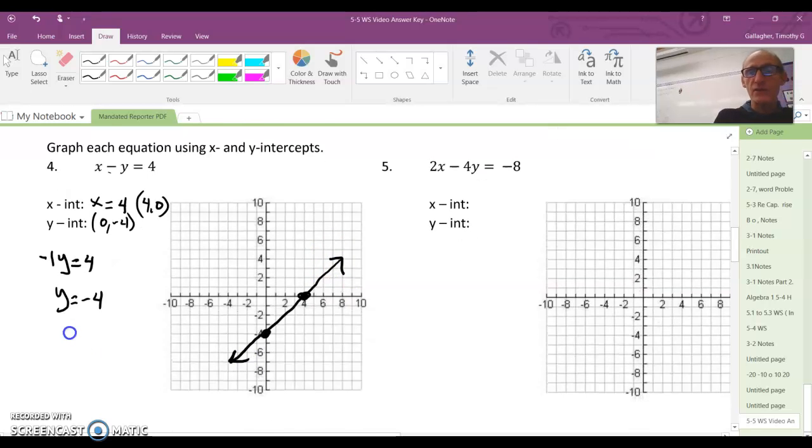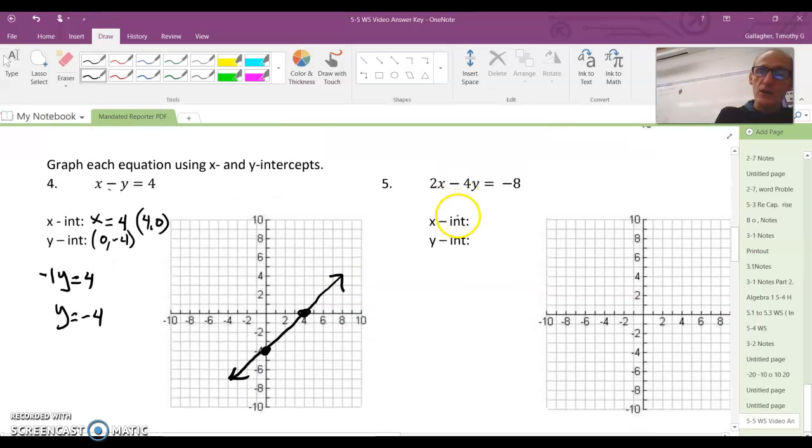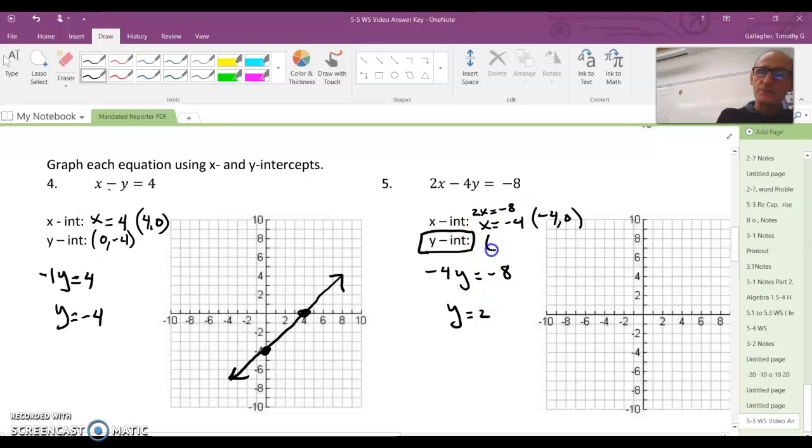Now, number 5, I'm going to figure this out. So for the x-intercept, I get 2x equals negative 8, so x equals negative 4. So that ordered pair is negative 4 comma 0. And then the y-intercept is negative 4y equals negative 8, because the x term goes away when I find the y-intercept. So here y is positive 2, and that ordered pair is 0 comma 2 for the y-intercept.